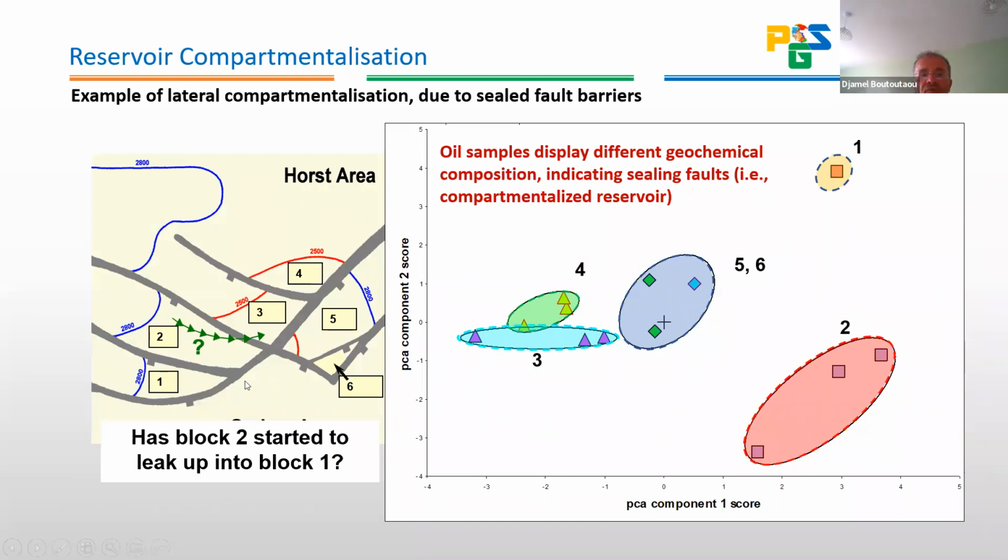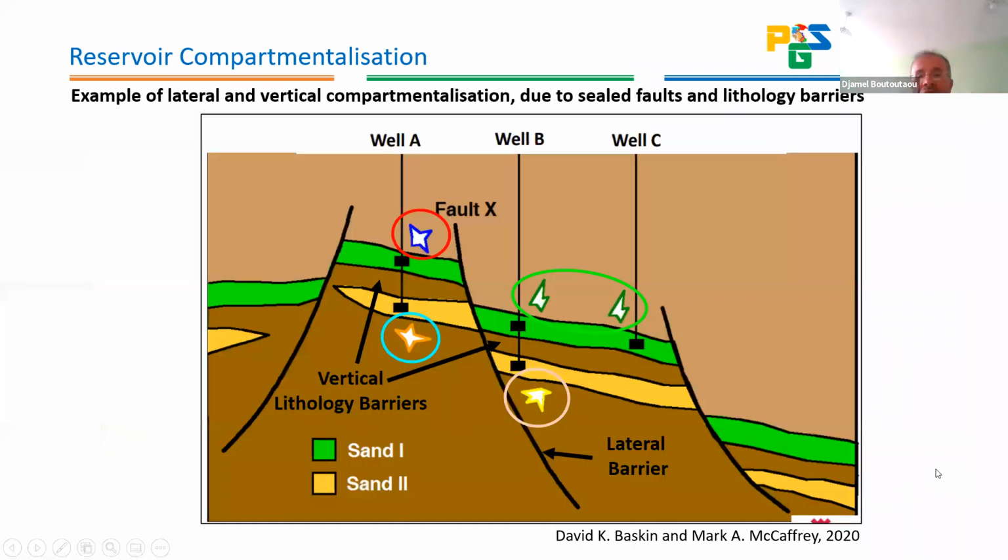So in this example, we have a reservoir which is faulted and has different compartments. We wanted to know whether there is a connection between compartments 2 and 3. So we took oil samples from each compartment and analyzed them using gas chromatography and biomarkers, and then did correlations. This shows that compartment 2 is completely different from compartment 3. That means there is no connection whatsoever, so the reservoir is compartmentalized.